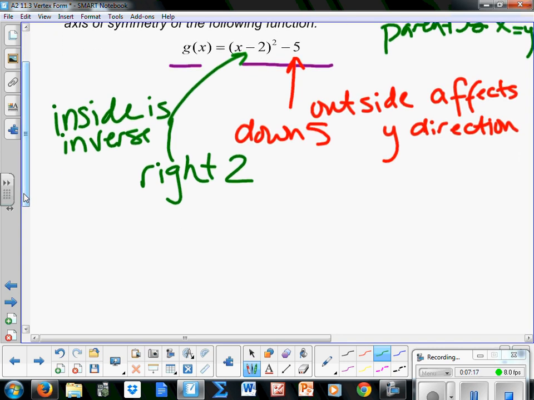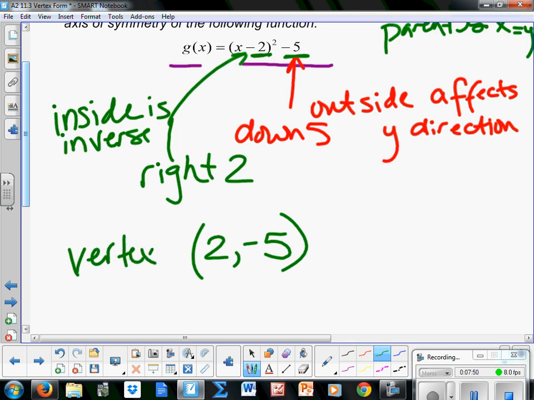So if we're moving it right and down, we're not changing the stretch or shrink. Those two parts affect where the vertex is located. Those two numbers here tell us where the vertex is located. We move right 2, which means our x value will be 2. Down 5 means the y value for our vertex is -5. So the vertex for the graph is (2, -5).